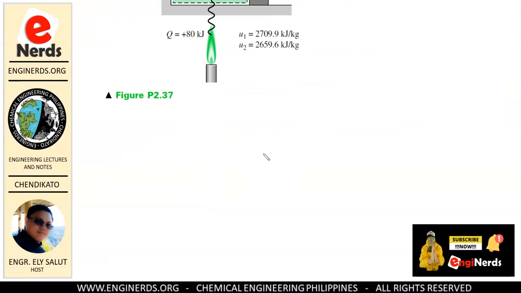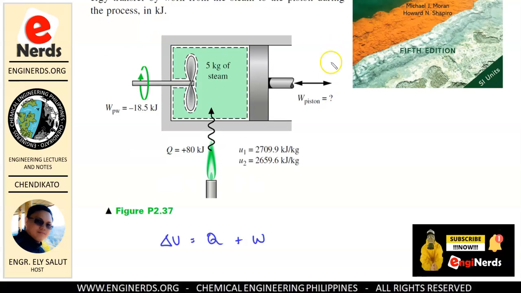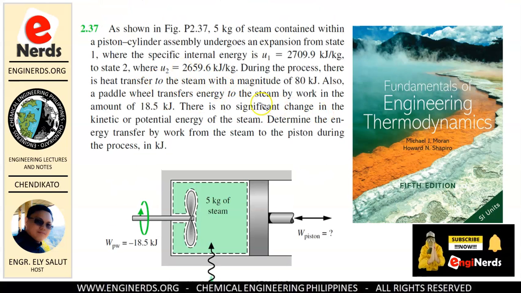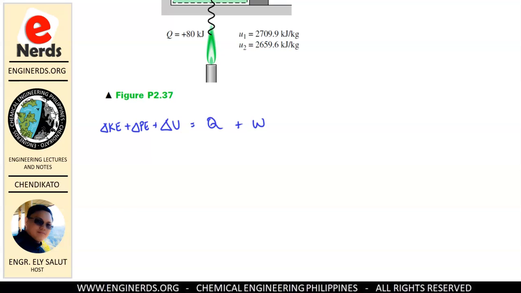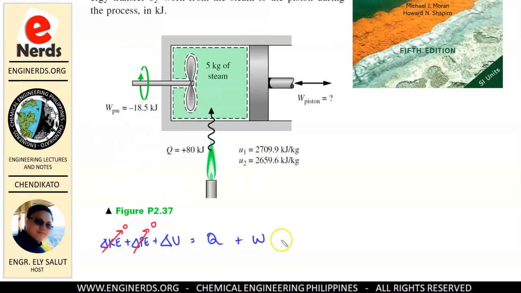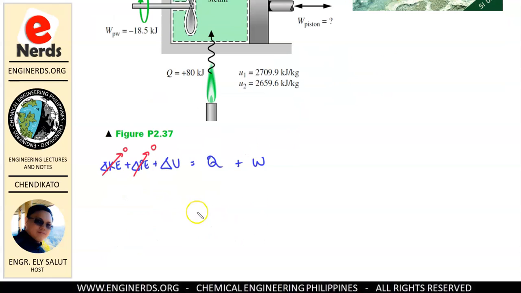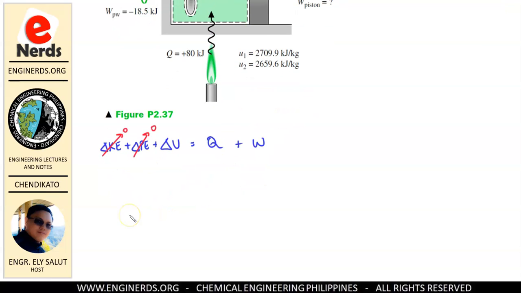Okay, so we will be using again yung ating equation for the first law of thermodynamics. We have delta U is equal to Q plus W. Okay, so our kinetic and potential energy as mentioned here, there is no significant change. Okay, so therefore our delta KE, our kinetic energy, plus delta PE, which is our potential energy, is equal to 0. Wala tayong change sa ating kinetic and potential energy. Now, looking back dito sa ating illustration, as you can see, specific internal energy ang given sa atin. Okay, so if we want to get our delta U, which is the change in internal energy, we have to multiply this to our weight, okay, or our mass.